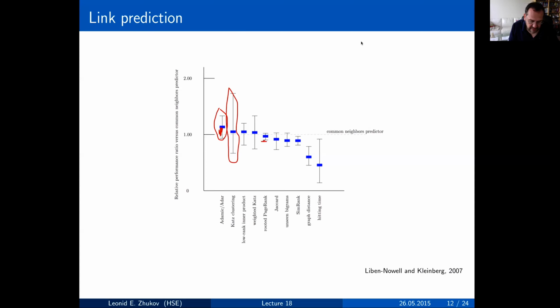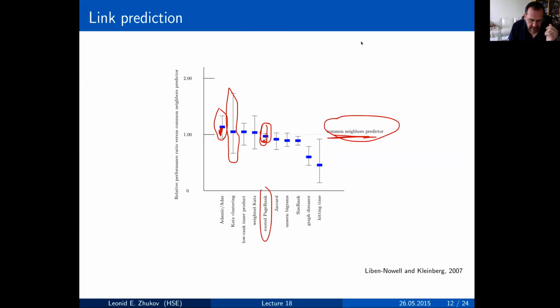Rooted PageRank is very close to the common neighbor predictor. It's kind of funny because calculating PageRank takes a lot of computations, really a lot. Remember, we need to run PageRank, an iterative process with matrices, while common neighbors is a trivial calculation, just the neighborhood of the node. And it happens, looking at the results, that the predictive power of both common neighbors and, say, rooted PageRank is almost the same.